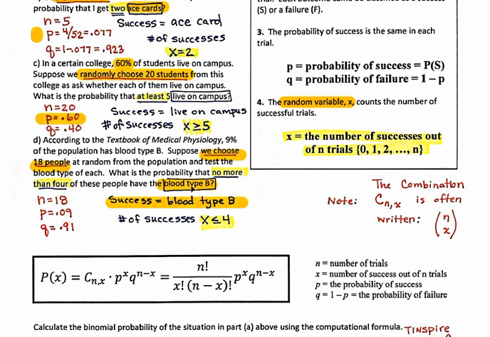The number of successes, I'm looking for no more than 4. That's not more than 4, which means it could be equal to 4 or it could be less. Now remember, these numbers are going from 0 up to n, so x less than or equal to 4, you could also say x equals 0, x equals 1, x equals 2, x equals 3, x equals 4.